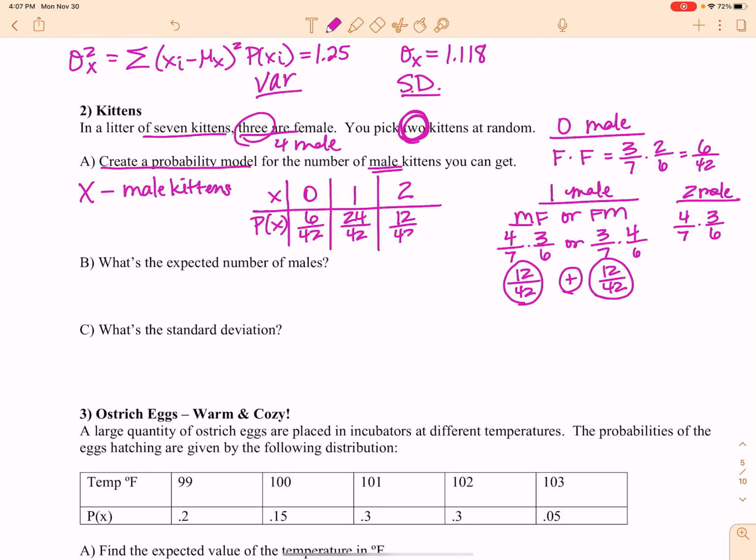12 out of 42. Rather than finding that probability, you could have just added the 6 and the 24 and then subtracted it from 42 to figure out what that numerator is going to be. So I want you to notice that when I combine all the probabilities in this distribution, they do add to 42 over 42, which is 1, so we're good to go. Now we're going to find the expected number of males and the standard deviation. I'm going to do that exactly the way I did it in the last problem.